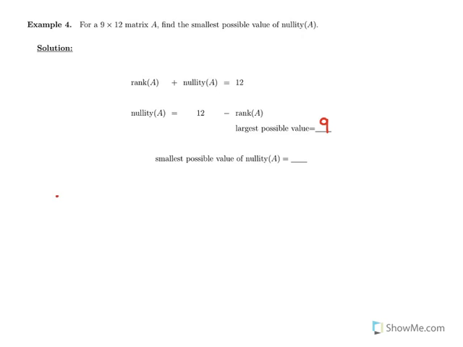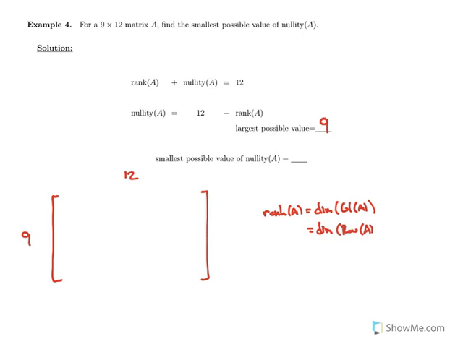And to see this, we can look at a 9 by 12 matrix. And we know that the rank of A is equal to the dimension of the column space of A. It's also equal to the dimension of the row space of A. And when we think about the column space of A, there are 12 vectors total that we're talking about, 12 different columns. So the dimension has to be less than or equal to 12.